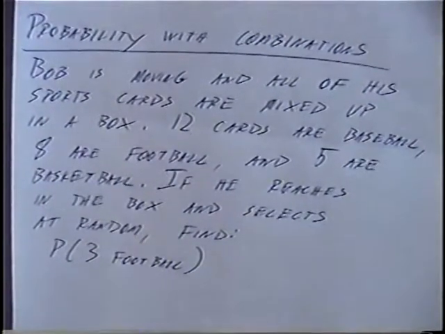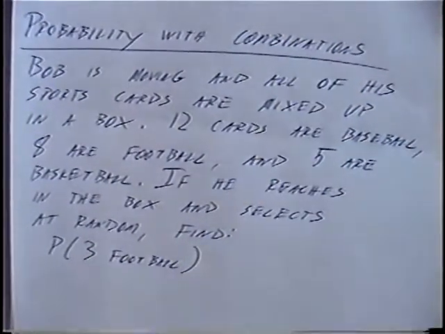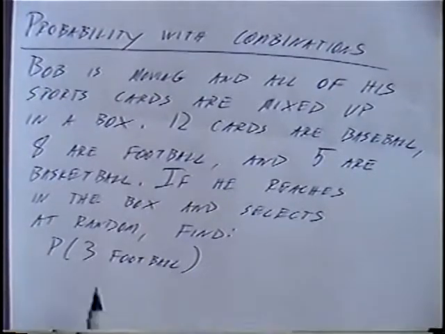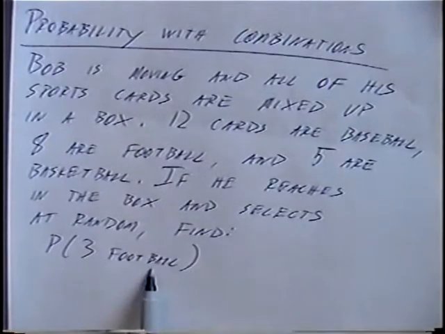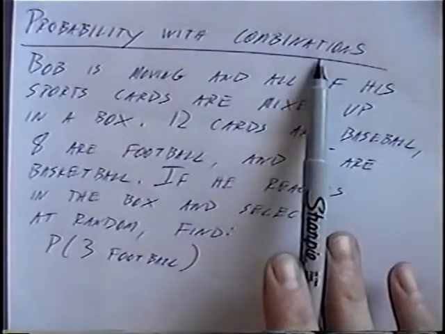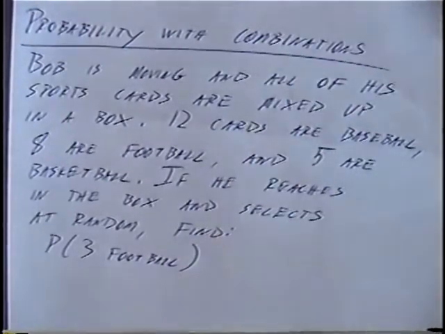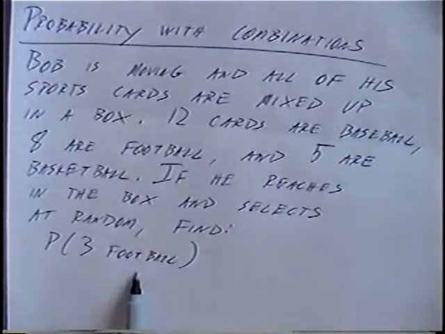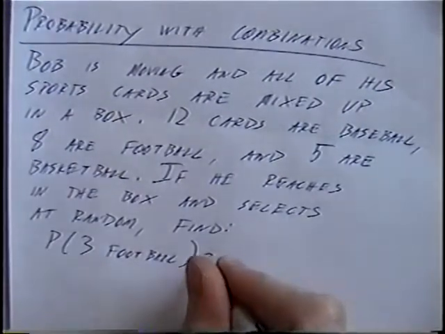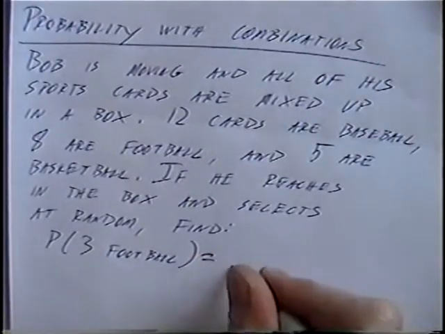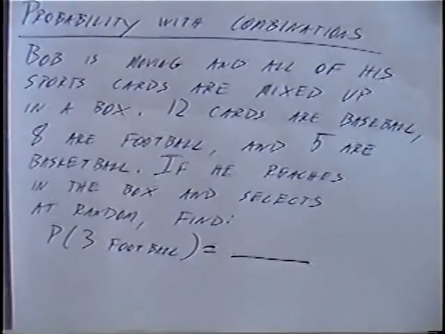For this problem, we'll be using combinations. When Bob reaches into the box and picks out 3 football cards, we're doing multiple events. Combinations will be for multiple events in which the order does not matter. It does not matter which football card he pulls out first, just as long as he pulls out 3 football cards. Probability again will be a fraction.